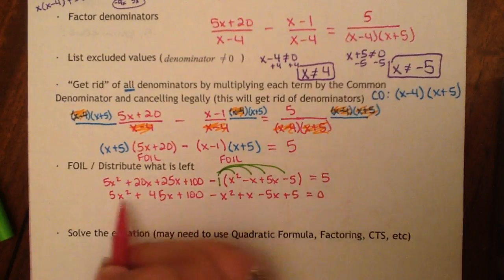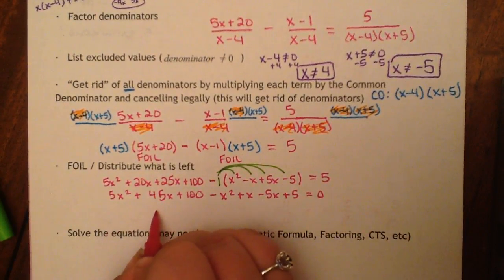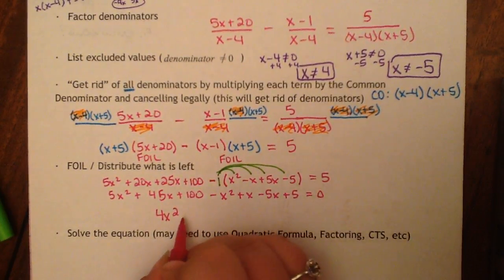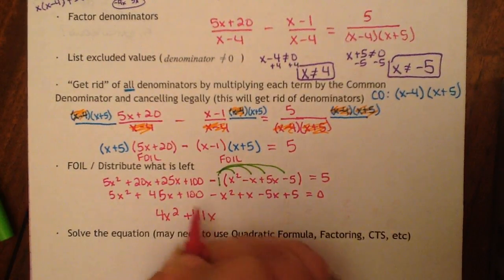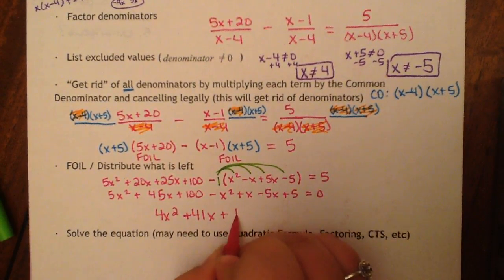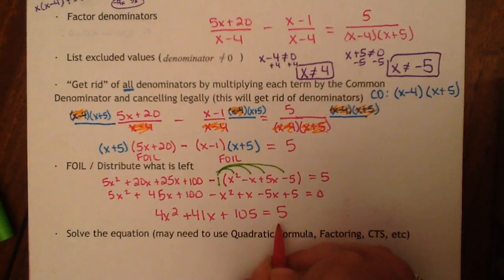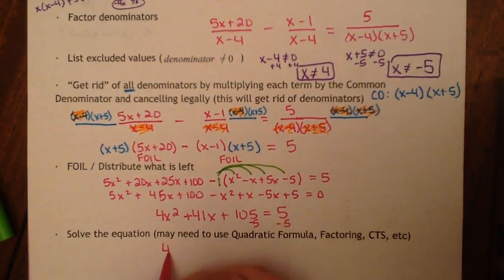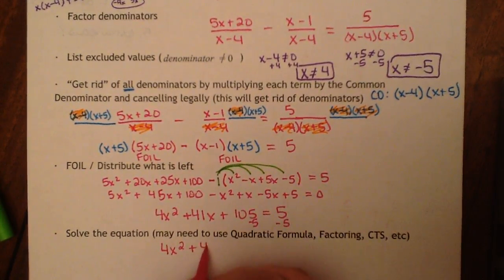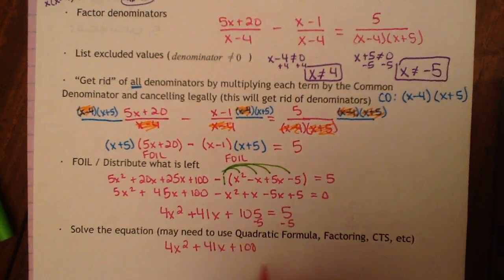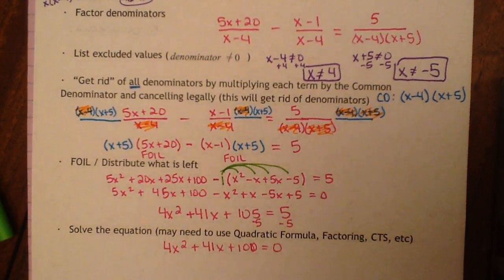Now let's go ahead and combine all of our like terms. 5x squared minus x squared is going to be 4x squared. 45 plus 1 is 46, but minus 5 is 41x. And then 100 plus 5 is 105. And that still equals 5. Now you notice that this is a quadratic. So anytime you have a quadratic, the x squared acts as a magnet and it draws everything to it. So we need to draw this 5 over here, or in other words, set this equal to 0. So we have 4x squared plus 41x plus 100, and that now equals 0.